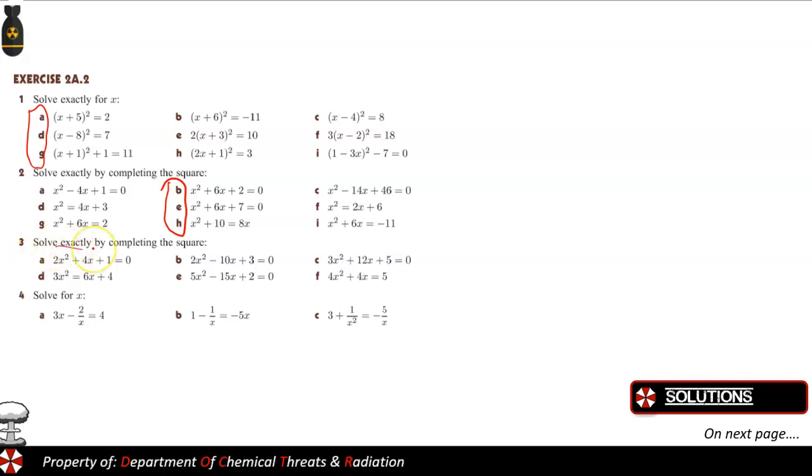Solve exactly by completing the square. Let's do the whole bottom row. And solve for x, let's just do all of that. So these are the questions I want you to have a go at for this section.